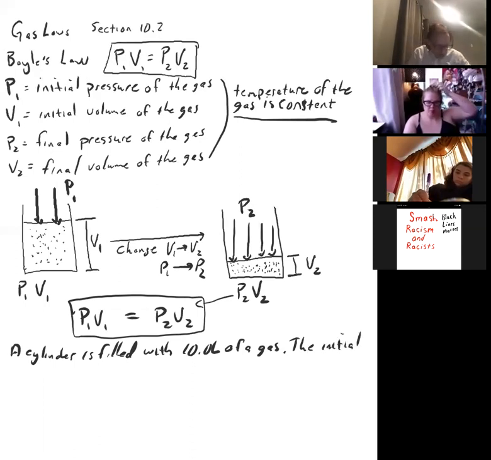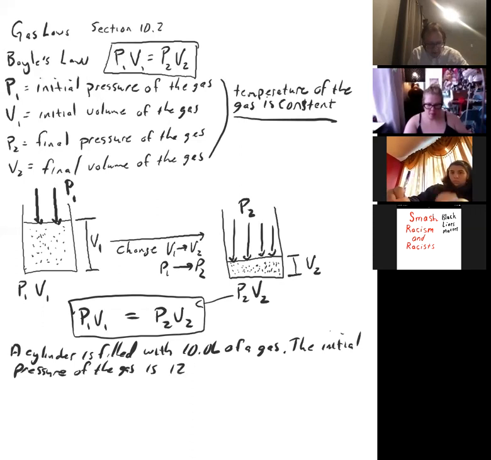The initial pressure of the gas is 126 kPa. So notice we're using kPa for the units here. This problem could have had the pressure in atmospheres, or it could have had the pressure in millimeters of mercury or torr. In this particular one, it's in kPa, which is perfectly fine.